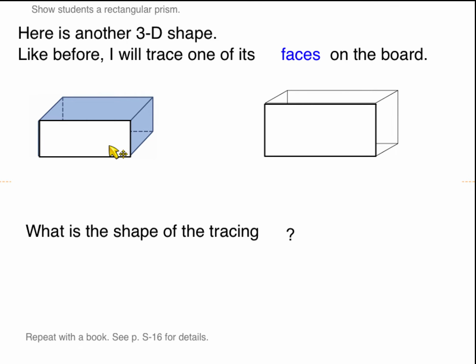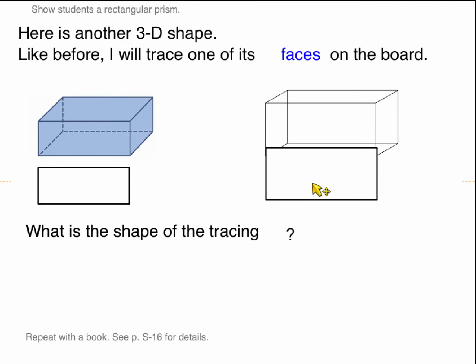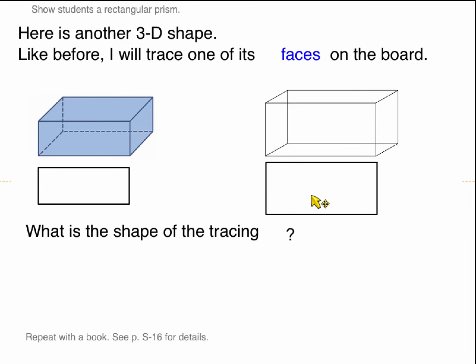And if I trace the front, you should be able to see that that is a rectangle. If I trace the front here, that is a rectangle. A rectangular prism has rectangles. Has to. Or it's not going to be called a rectangular prism. So you can see there's a rectangle all around the edges there. The top and the bottom are rectangles. This one has rectangles on the side, on the top, on the back, and on the bottom.